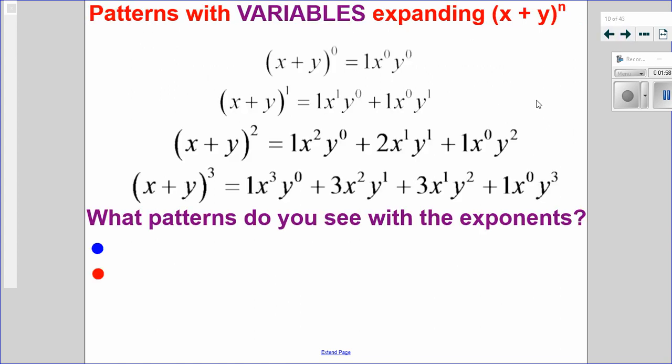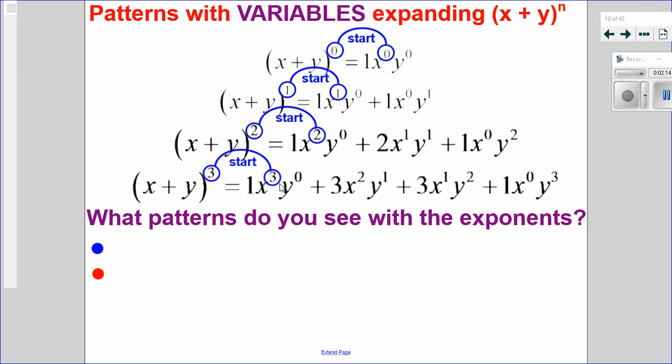So let's look at some of our patterns with our variables. So these are the 4 that we've done. So when we raised it to the exponent of 0, let's start with x. I start with 0. Exponent of 1, I start with 1. Exponent of 2, I start with 2. Exponent of 3, I start with 3. Let's look where we go from there.